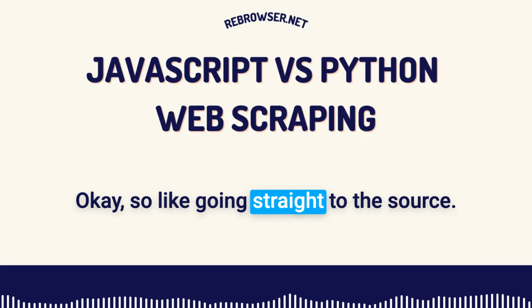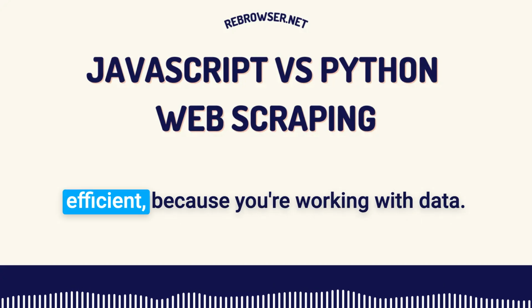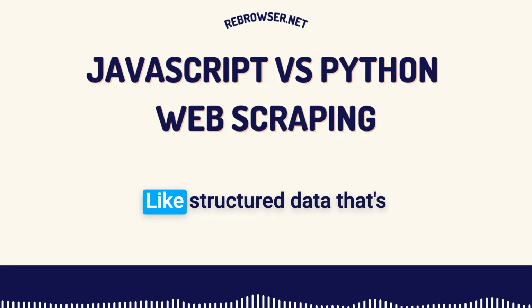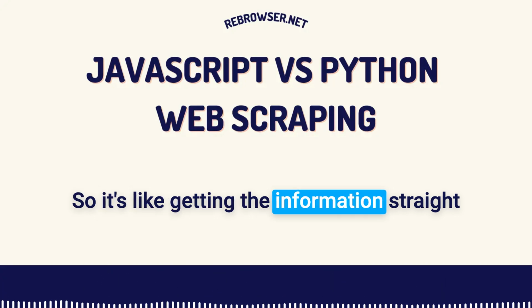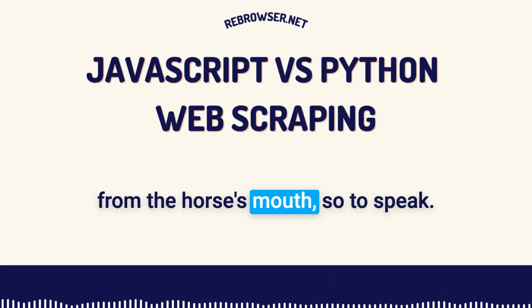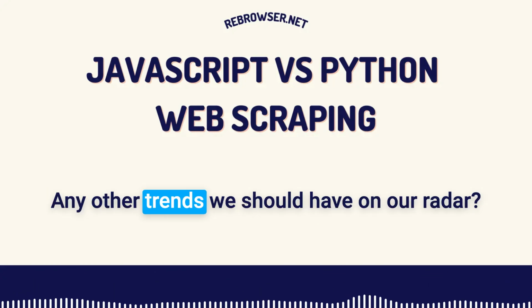Okay, so going straight to the source. No need for scraping. Exactly. It's usually way more reliable, way more efficient, because you're working with structured data that's designed for easy access. So it's like getting the information straight from the horse's mouth, so to speak. Exactly. Pretty convenient. What else? Any other trends we should have on our radar?